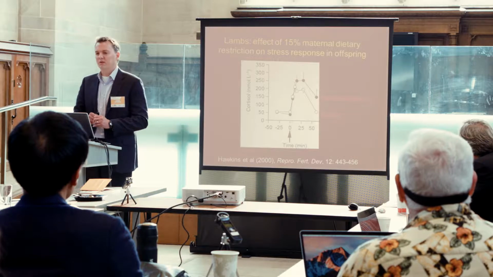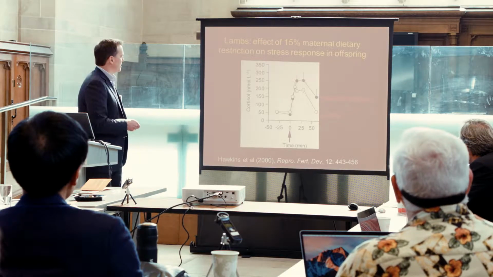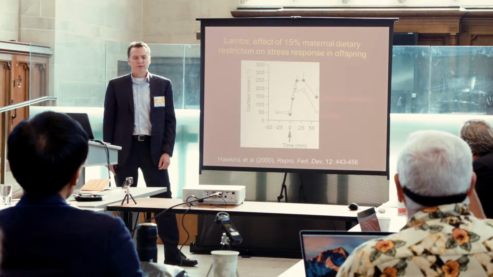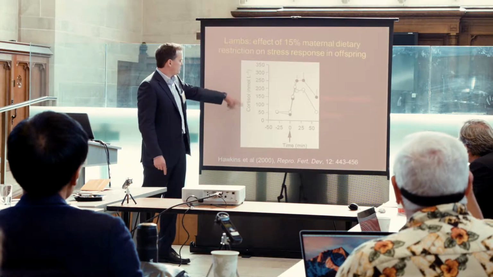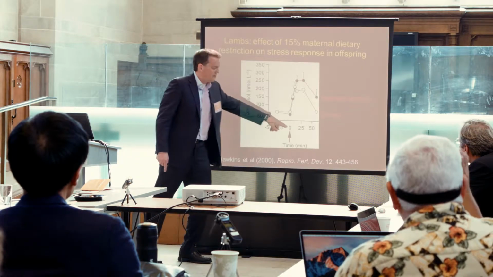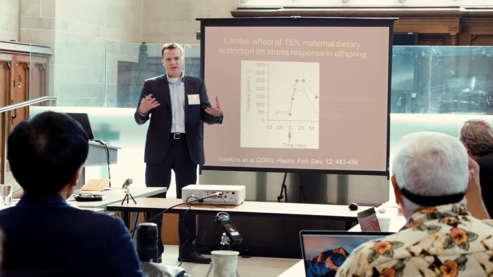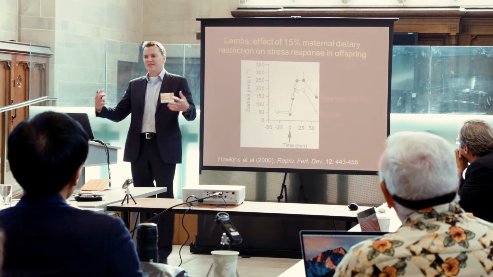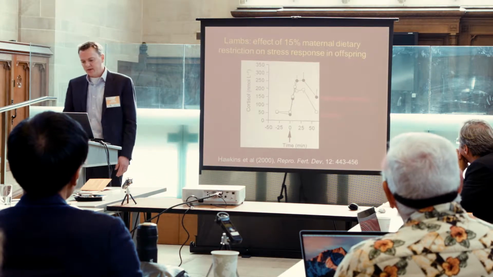So what this is showing is lambs, and these individuals here, their mothers had their diet restricted during pregnancy, and they're measuring cortisol, which is stress hormones, in response to an ACTH challenge. So they're giving the body a stimulant to produce the stress hormone, and clearly they have a different response, right? They have an exaggerated reactivity to that stressor.